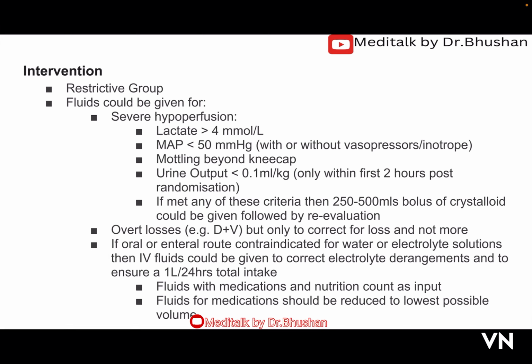Fluid could also be given for losses, but only to correct the loss and not more. If oral or enteral tube is contraindicated for water or electrolyte solution, then IV fluids could be given to correct electrolyte derangement and ensure the 1 liter in 24 hours total intake. Fluid with medication and nutrition counts as input. Fluid for medication should be reduced to the lowest possible value.